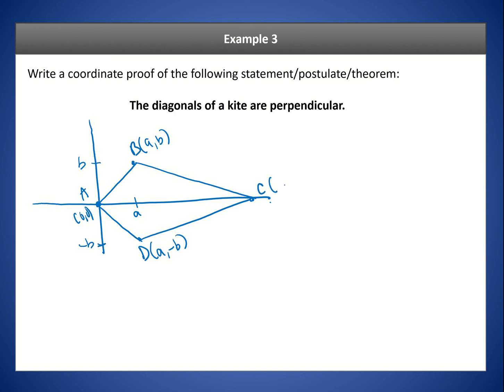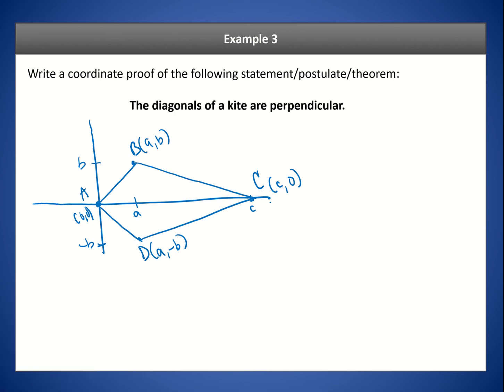And then the coordinates of capital C are, let's just say that it's lowercase c away. So it's lowercase c and then 0. And let's make sure that this is capital C so we won't confuse that with the lowercase c. All right, so now we got our coordinates. Let's go ahead and do the diagonals of the kite.